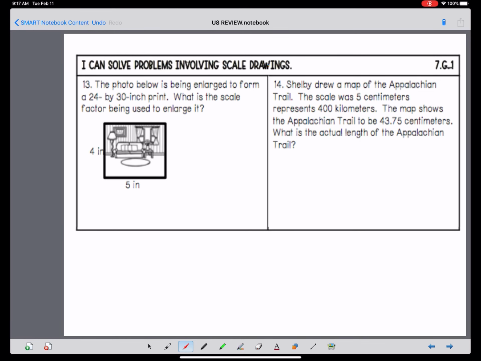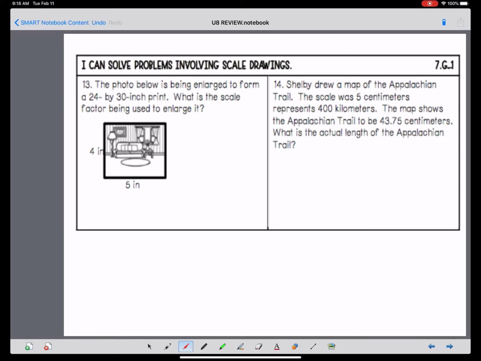Okay, so question number 13. I can solve problems involving scale drawings. Now you might be wondering how come we're jumping around with the numbers in here, and that's because we cut some questions out of your review, so you have less problems to do, so that's why they jump around quite a bit. All right, so I can solve problems involving scale drawings.